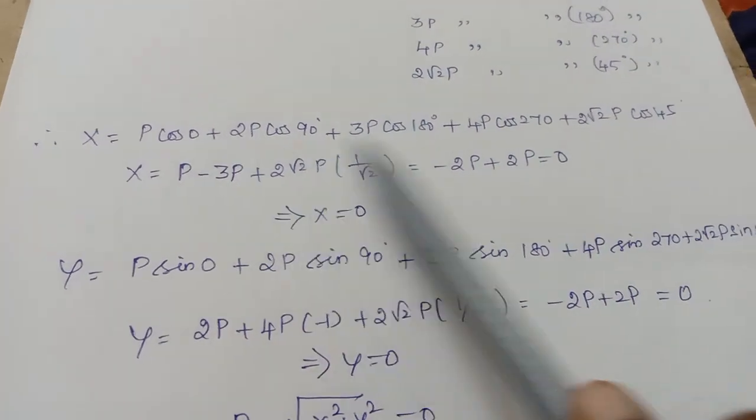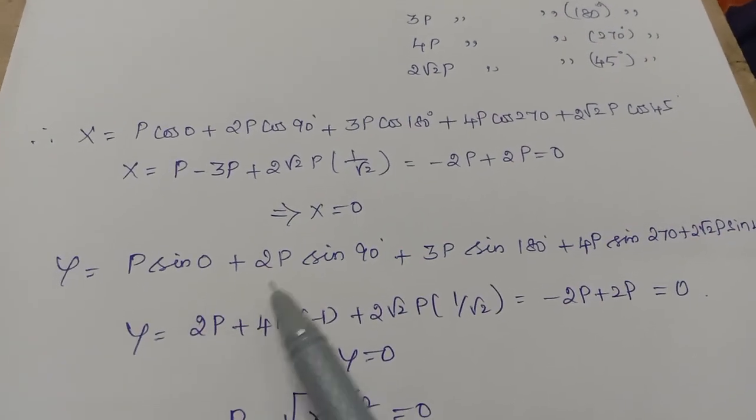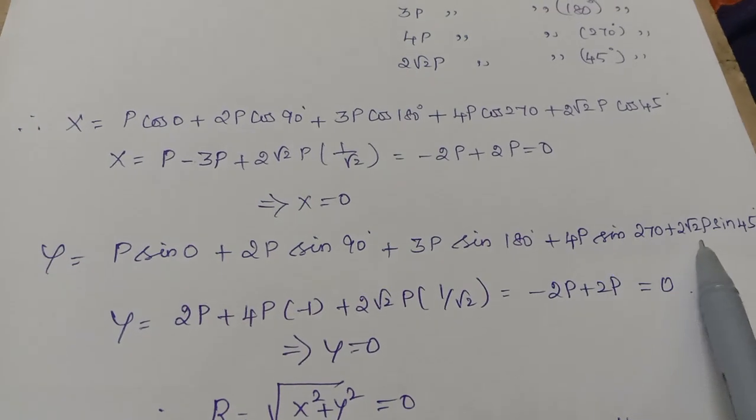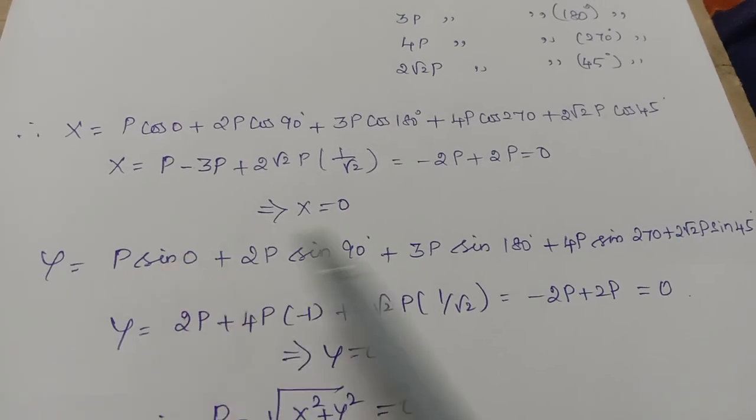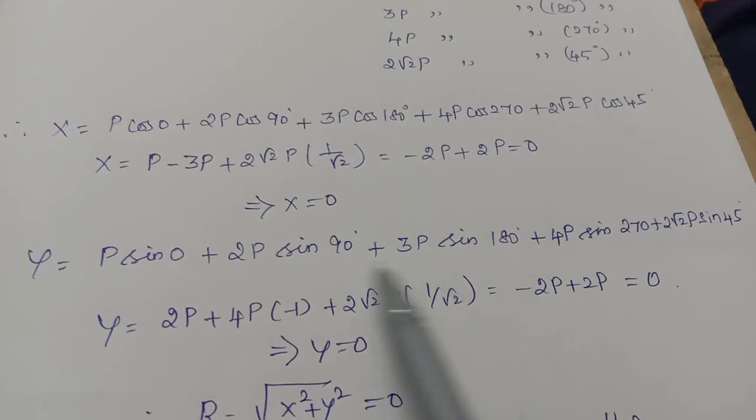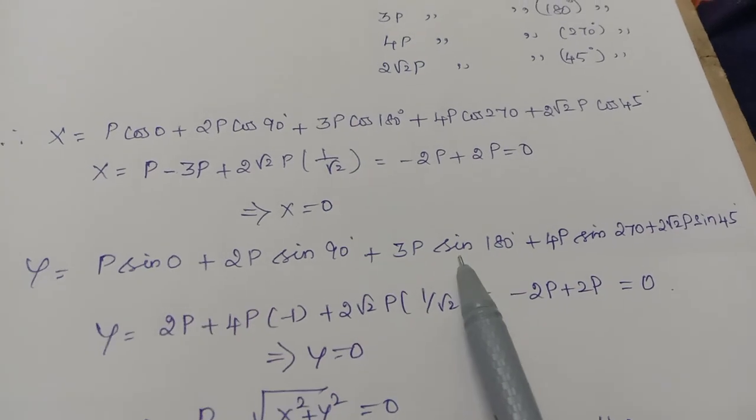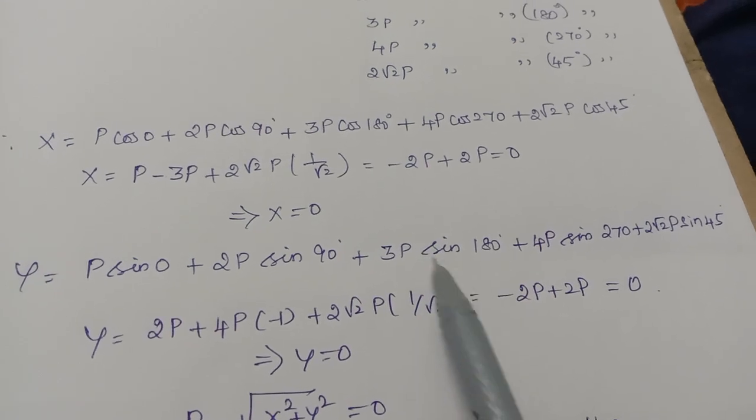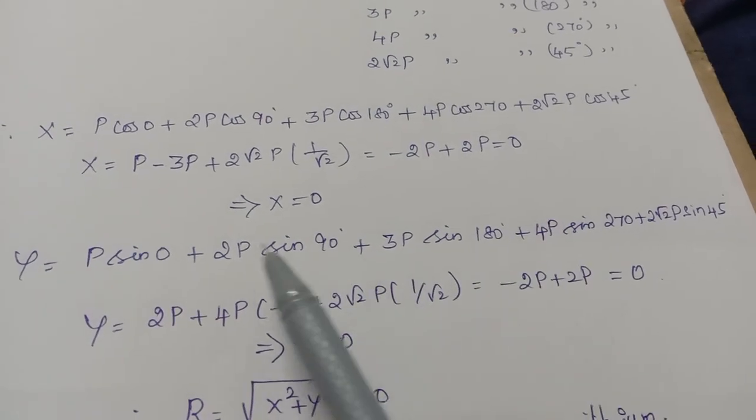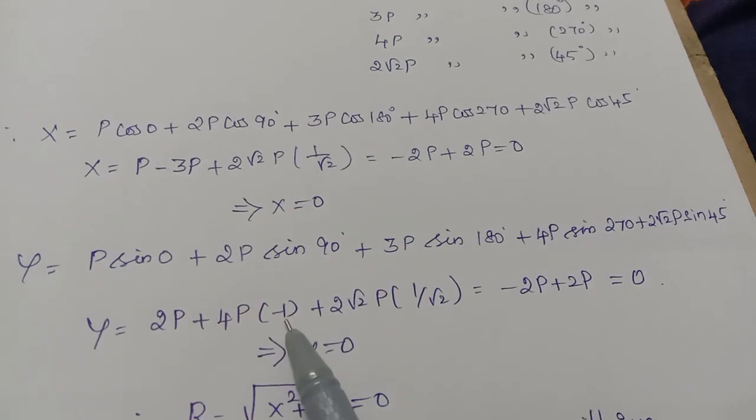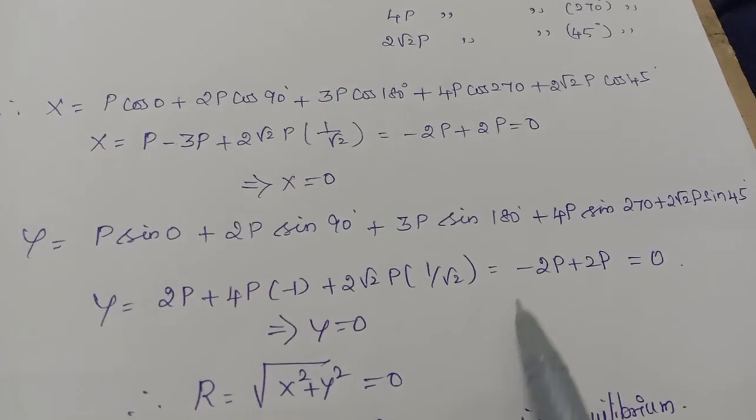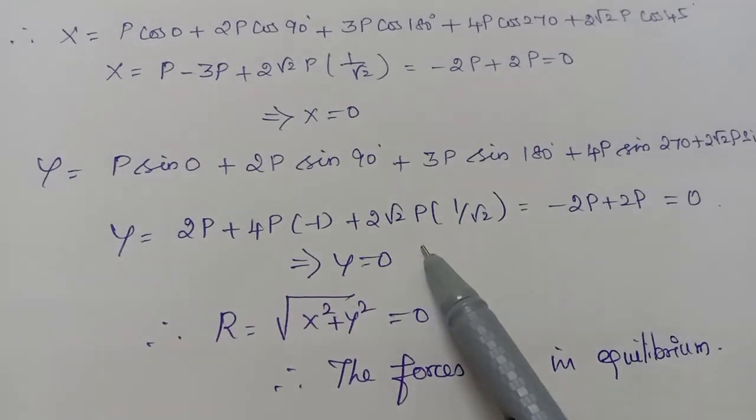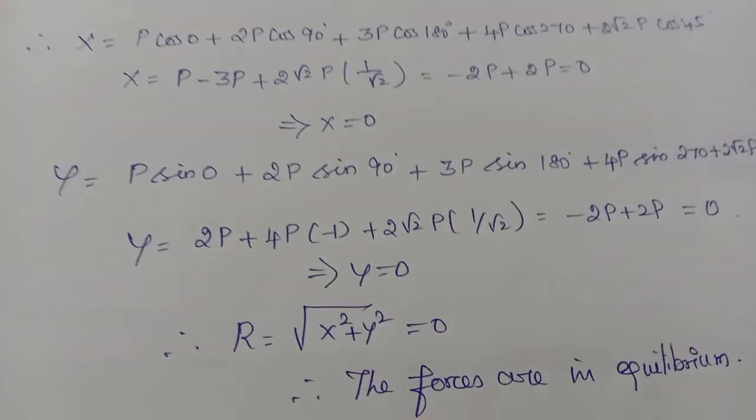Next, the vertical component. Replace all cos by sin. So P sin 0 plus 2P sin 90 plus 3P sin 180 plus 4P sin 270 plus 2 root 2P sin 45. Sin 0 and sin 270 are 0. Okay, so no need to write. 2P sin 90 is 1. Sin 180 is what? Minus 1. So 4P into, sin 180 is 0. Sin 270 is minus 1. Sorry. So sin 270 is minus 1. So 4P into minus 1 plus 2 root 2 into 1 by root 2. So we get 0. Therefore, the vertical component is also 0. Both horizontal and vertical components are 0. Hence, the forces are in equilibrium.